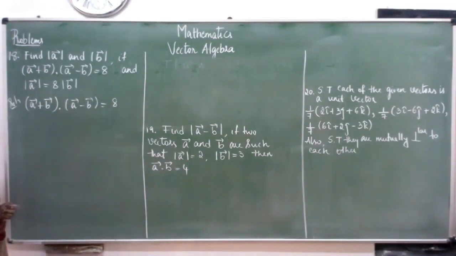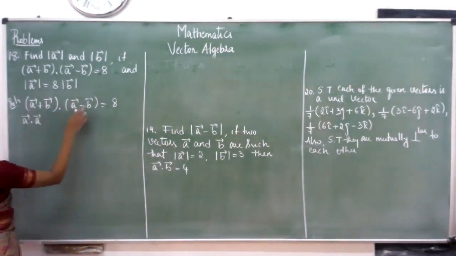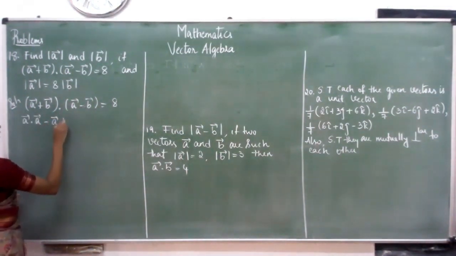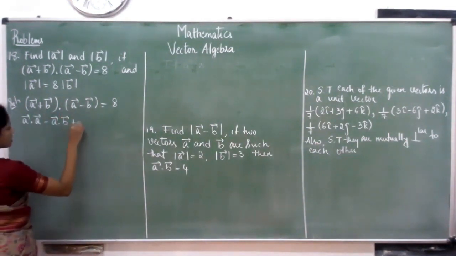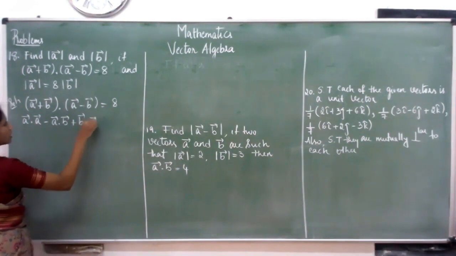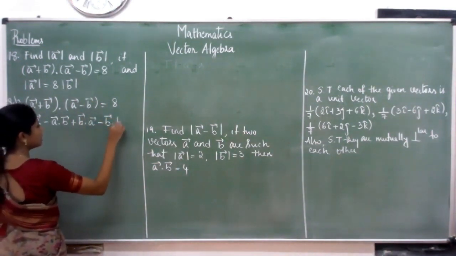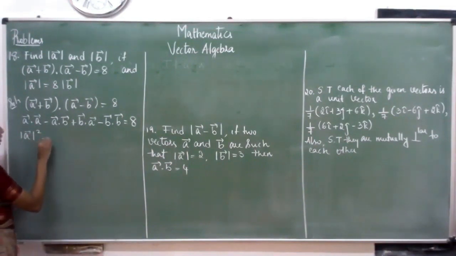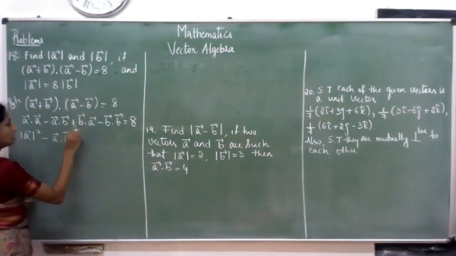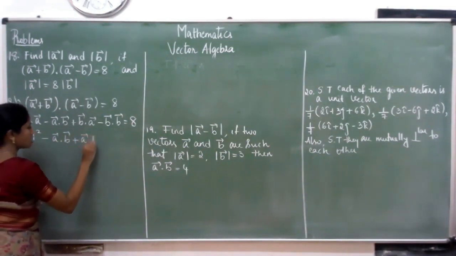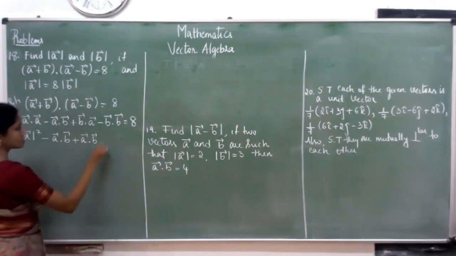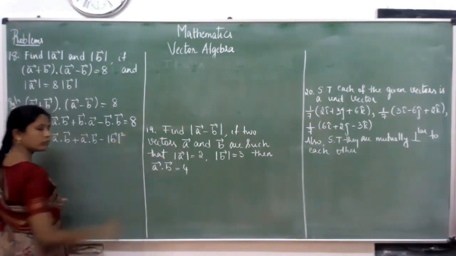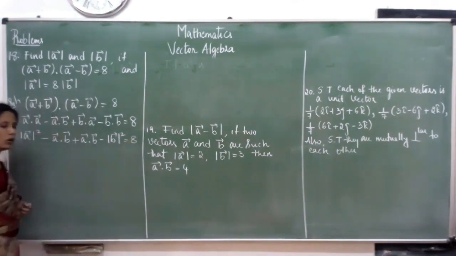Now let us find the product of this. So this will be equal to vector A dot vector A, then plus into minus it is minus, vector A dot vector B, then plus into plus it is plus, vector B dot vector A, and it is minus vector B dot vector B, which is equal to 8. So vector A dot vector A can be written as magnitude of vector A the whole square. So here it is minus of vector A dot B. Vector B dot A can also be written as vector A dot B because dot product is commutative. Then magnitude of vector B the whole square, which is equal to 8.